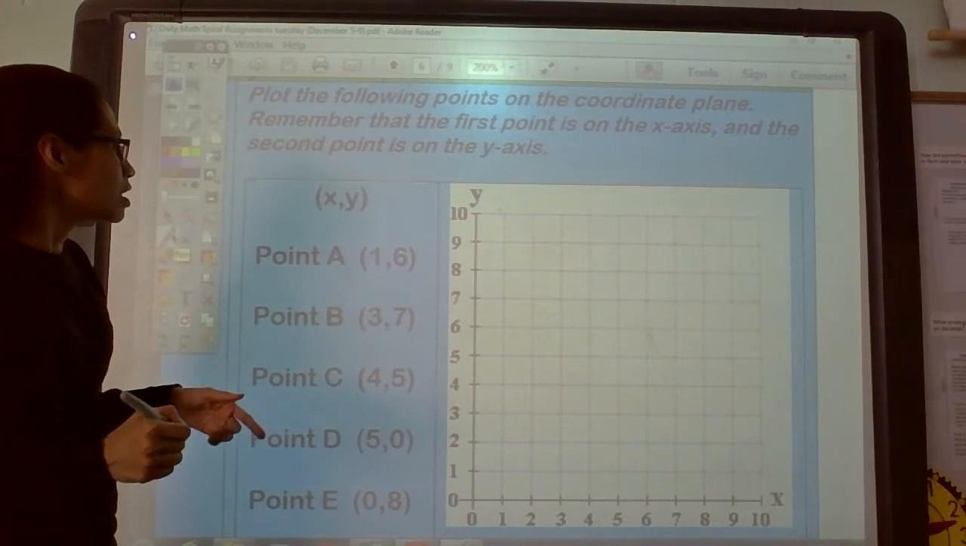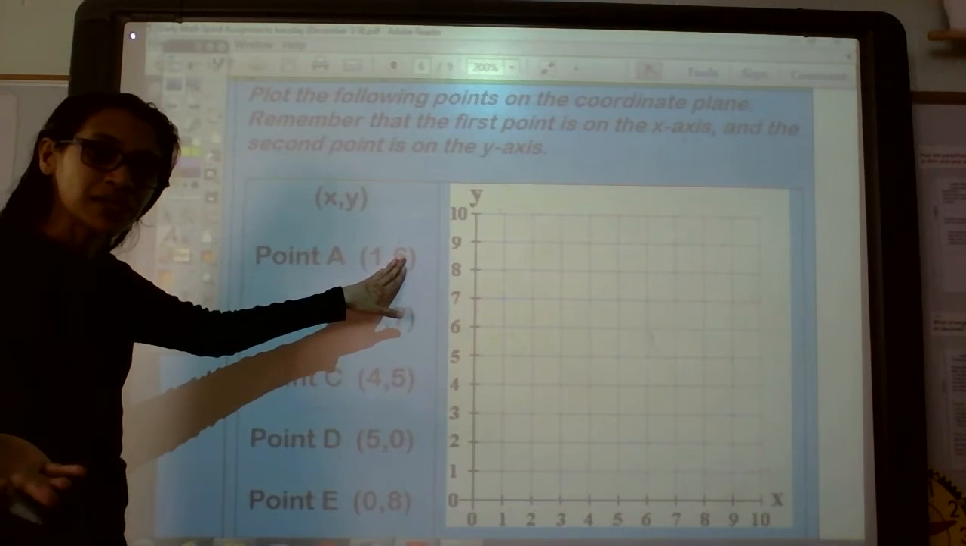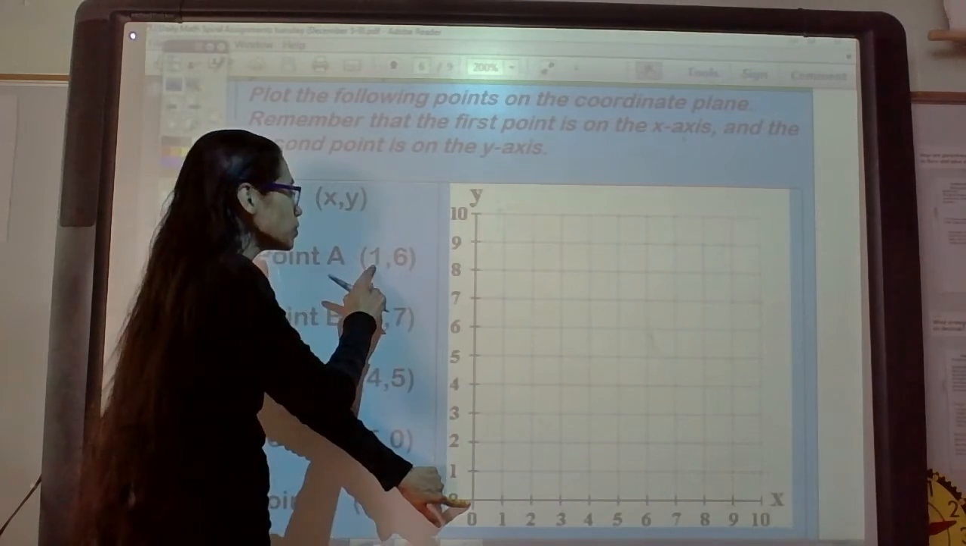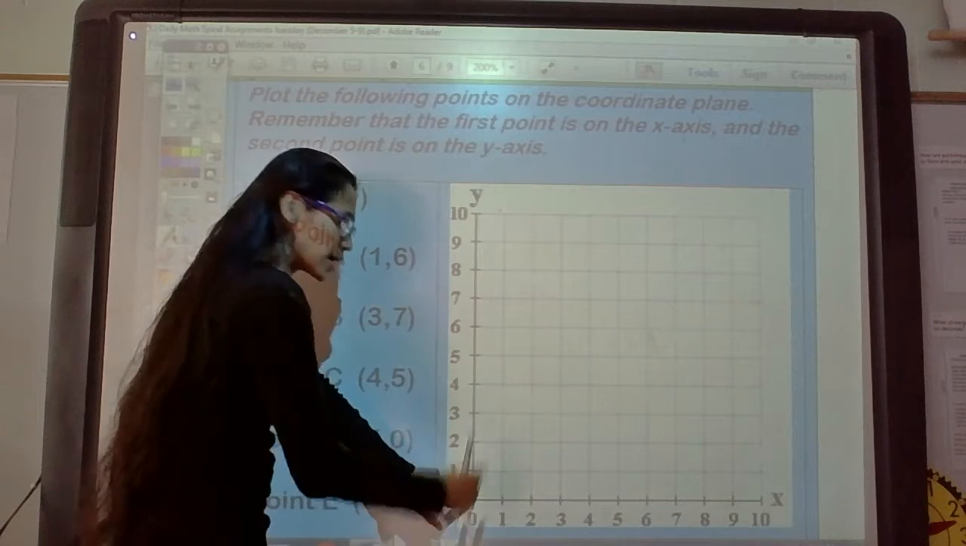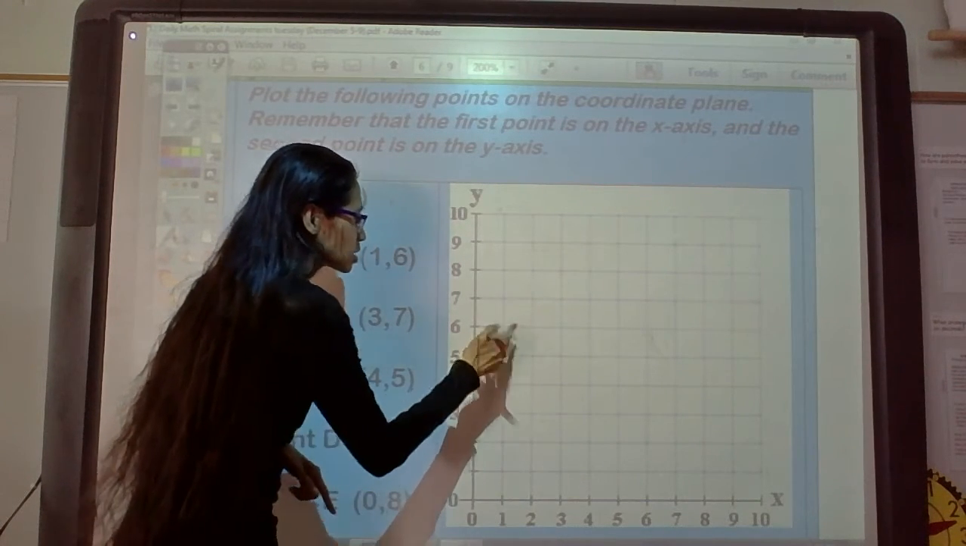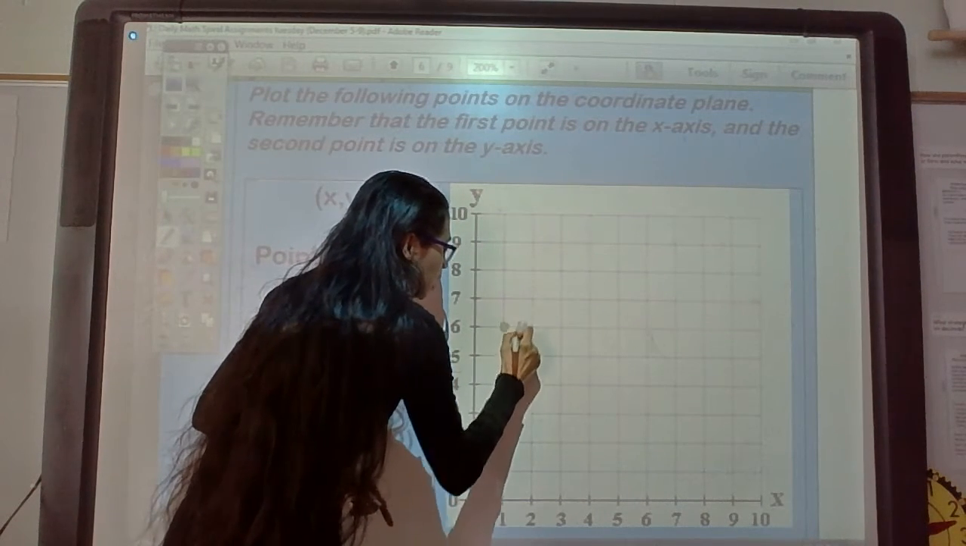Let's look at point A. Point A, the coordinates for that are 1 and 6. So where do we begin? Always start at the origin right here. The 1 is on the X, so we go right 1. 6 is on the Y. Go up to the 6 right there. Make sure you put the point right at the intersection and label it A.